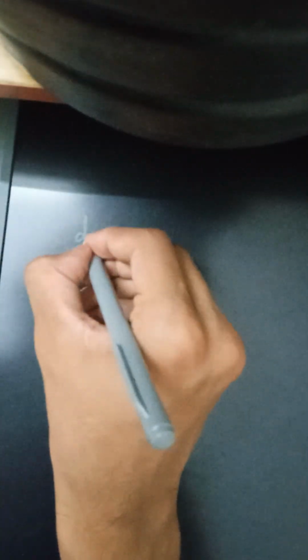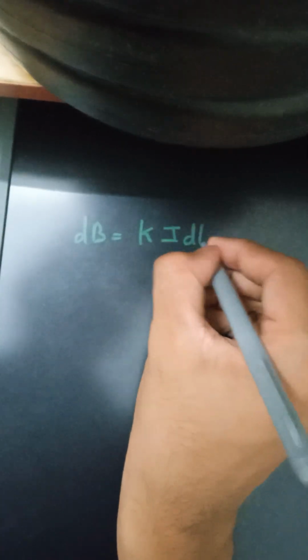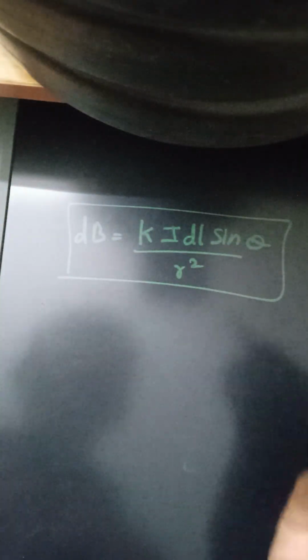So what we saw? We saw the formula k I dl sine theta by r square. It's the formula for Biot-Savart law. So we have known what the derivation is.